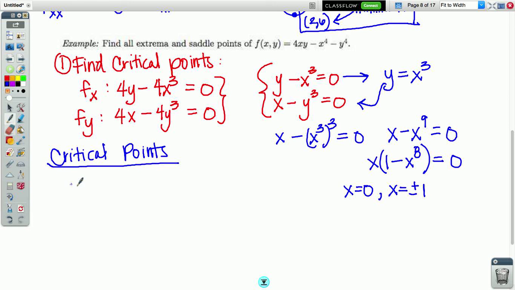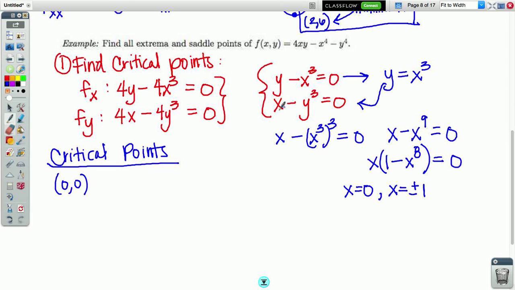When x equals 0, I'm going to plug that in to my original, actually I'll just plug it in here. When x equals 0, y also has to be 0 in order to solve these equations. So one of my critical points is 0, 0.